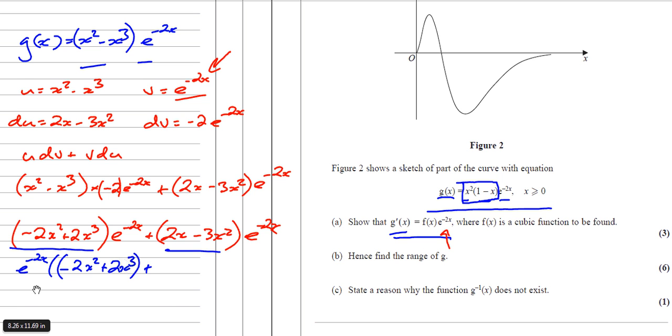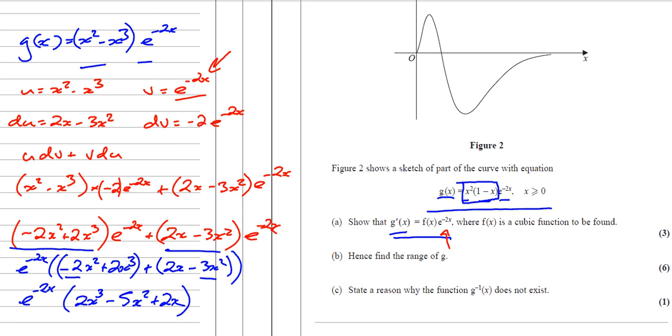So that's that plus this thing, which is 2x minus 3x squared. And then if we simplify that, it's going to be e to the minus 2x times 2x cubed minus 2x squared minus 3x squared, which is minus 5x squared. And then we've got a plus 2x on the end there. And that equals g dash of x. And this here gives us our cubic function.